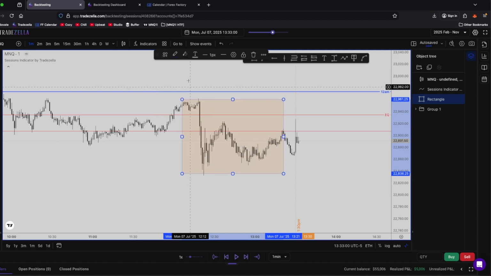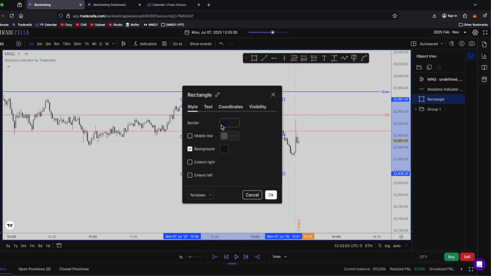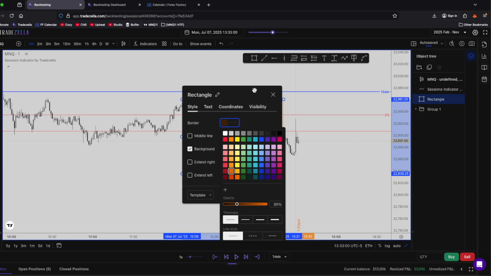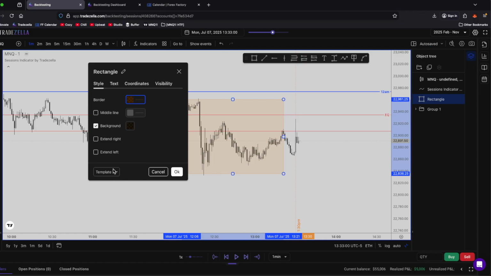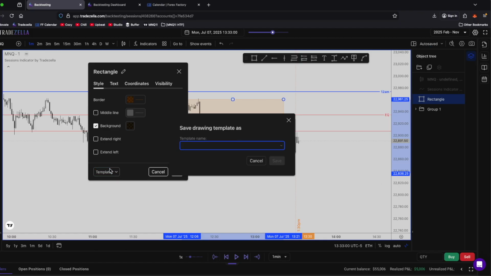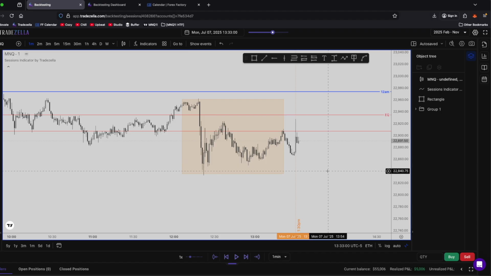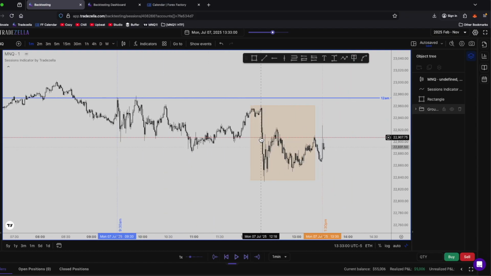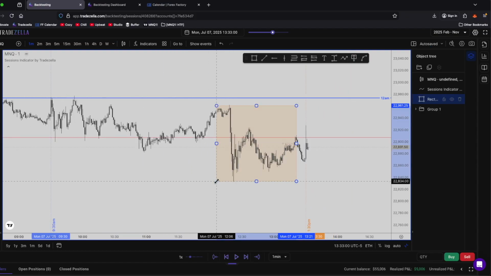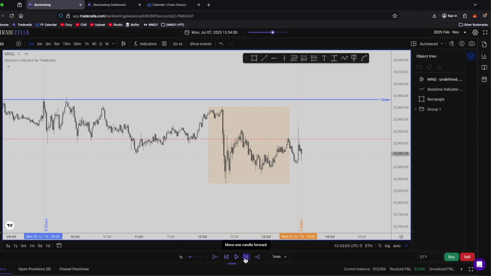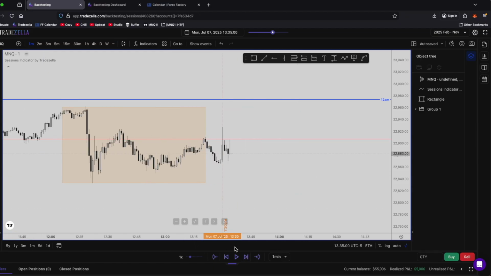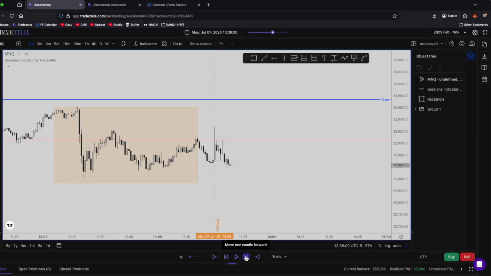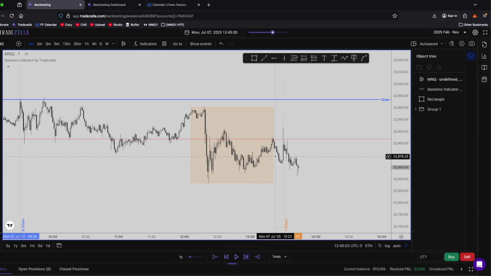Let's make this box orange, and I'm going to save it as lunch session. So wanting to see some kind of purge, lunch raid. I don't need this red line, do I?